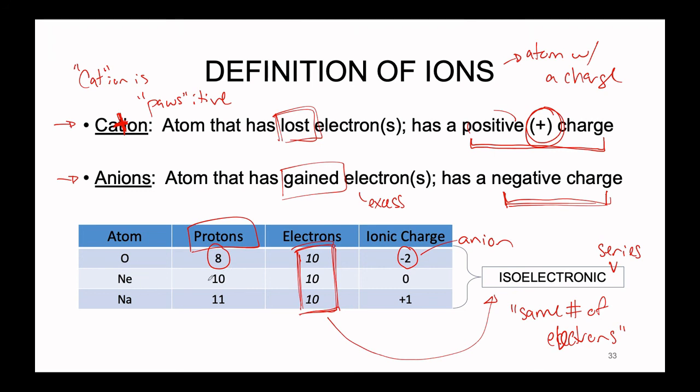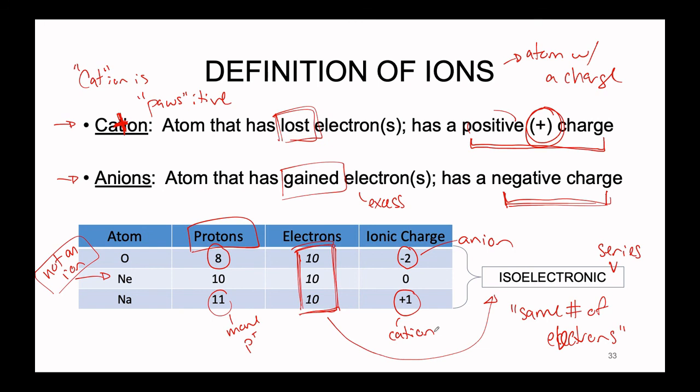Neon, with its 10 protons versus its 10 electrons, has a 0 charge, which means that our neon is not an ion. It is just a neutral atom. And last but not least, our sodium, with its 11 protons versus 10 electrons, we can see that it has more protons present compared to electrons. This is what gives us a +1 charge overall and allows us to call sodium in this form a cation.